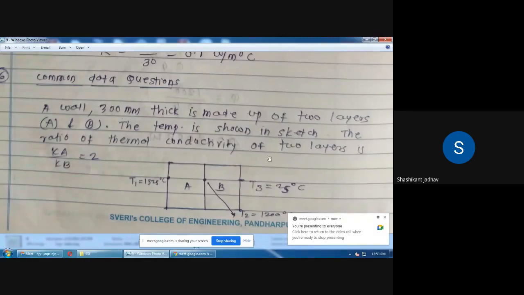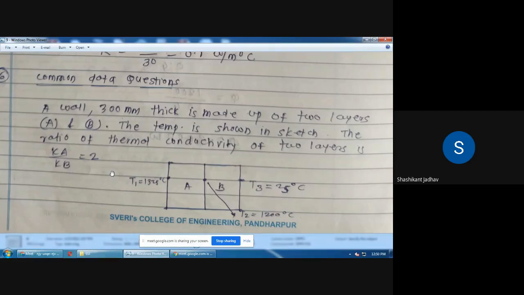Okay, so a wall 300 thick is made up of two layers A and B. The temperature is shown in this sketch. The ratio of thermal conductivity of the two layers is given: Ka by Kb is equal to 2. So in this case, they have given the two layers, that is layer A and layer B.